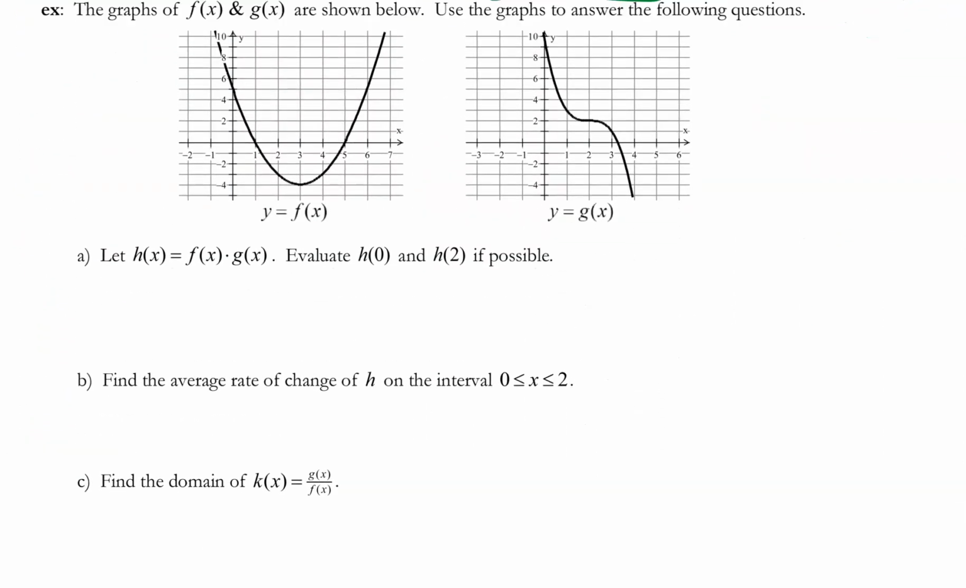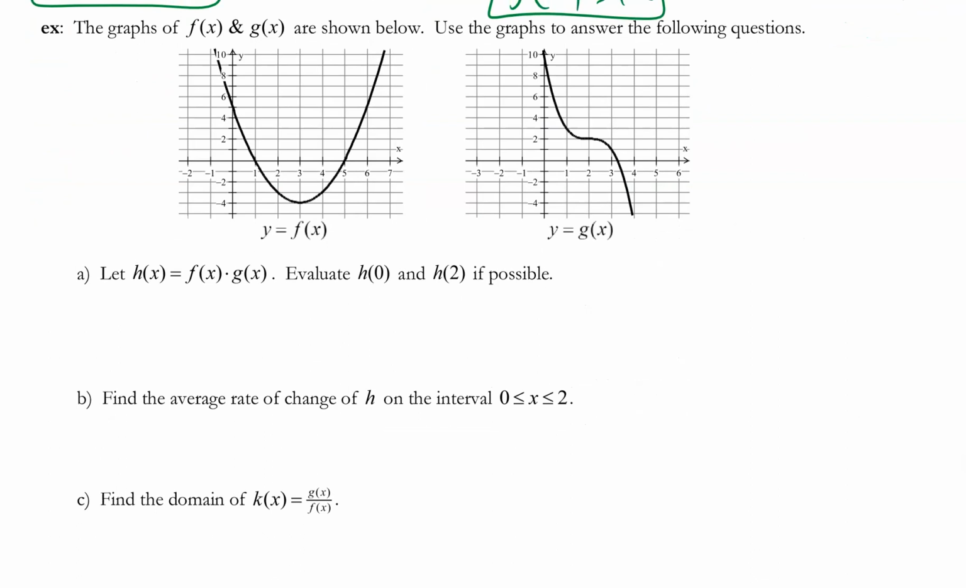Okay, last portion for 2.6. The graphs of f of x and g of x are shown below. Use the graphs to answer the following questions. Let h of x equal f of x times g of x. Evaluate h of 0 and h of 2. So h of 0 is equivalent to f of 0 times g of 0. Well, f of 0, when x is 0, y is 5, times g of 0 is 10. So h of 0 equals 50.